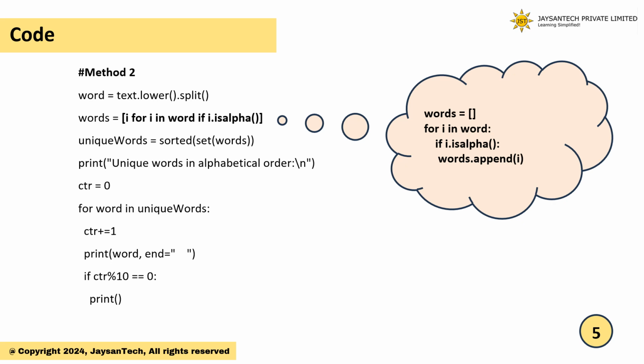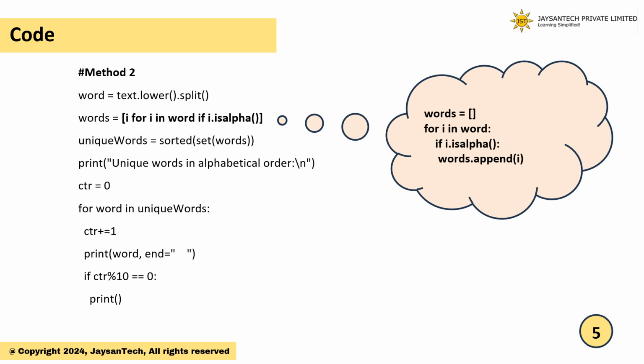So if you see here, I have given the second method. Here we have not used the regular expression module. Rather, what have we used? I have created a word variable and the entire text is converted into lowercase and split using the split function. I have split it based on the space as we have not given any special character based on which it has to be split. So it is split and saved in the word variable.